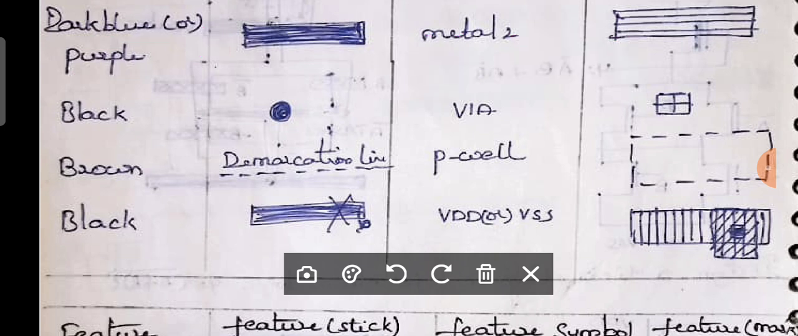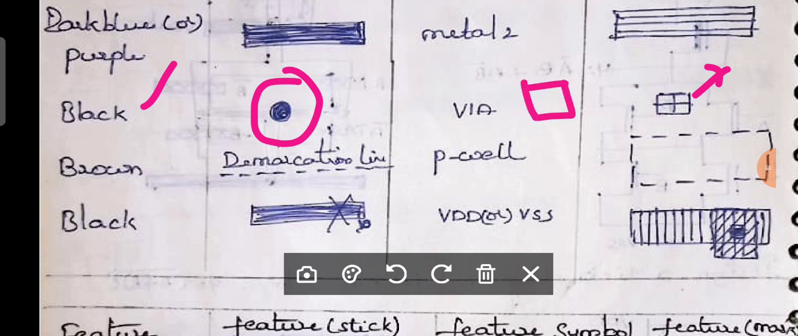Now you can observe one more contact. What is that contact? Via. We have seen the design rules for contacts, via. Via is represented in black color and it is represented in stick diagram in this fashion. Whereas in layout representation, the via contact is going to be represented in this fashion in the contact area. I hope you are clear.